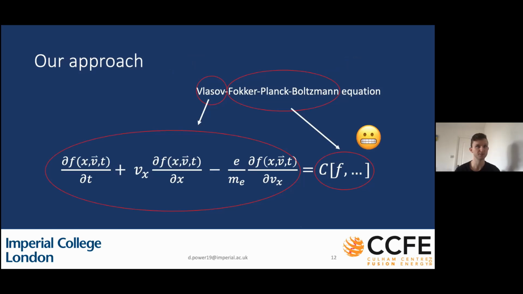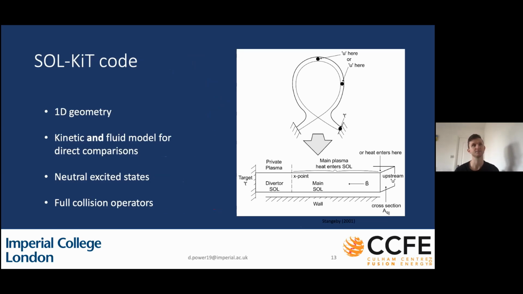So the approach I'm taking in my research is to start from a kinetic model, but with fairly simplified geometry and initially a reduced amount of physics. This is the VFP equation. One of the really hard parts here is the stuff on the right, the collision operators, but we need to get it right. We want to accurately capture the kinetic effects and what's going on.